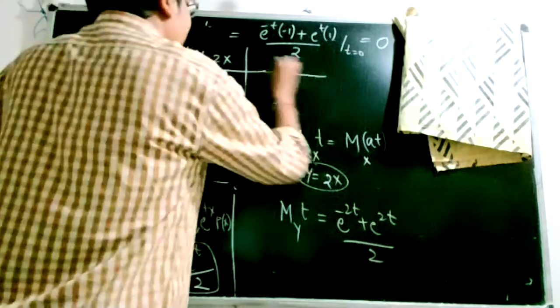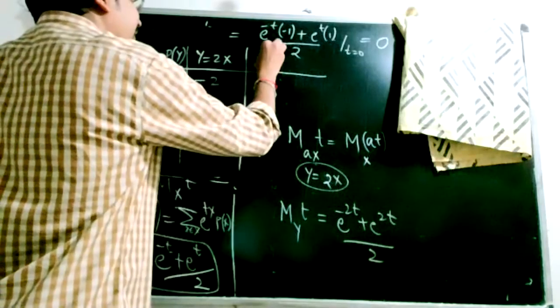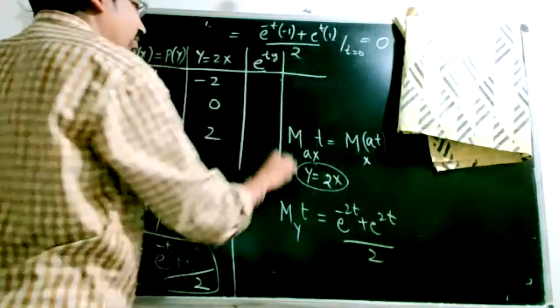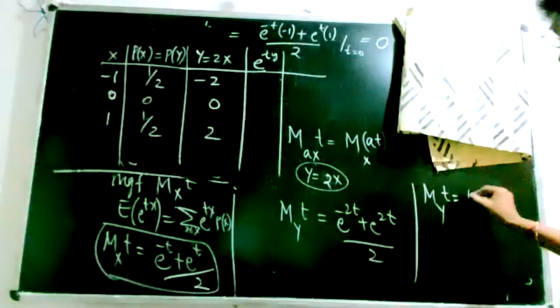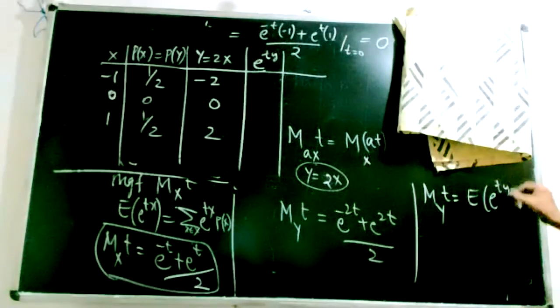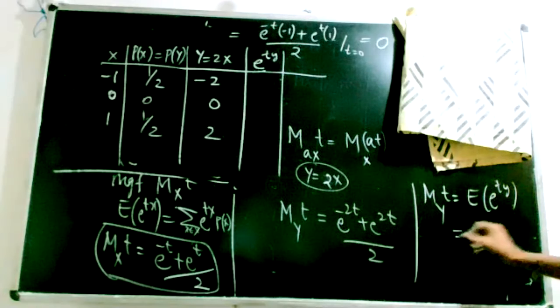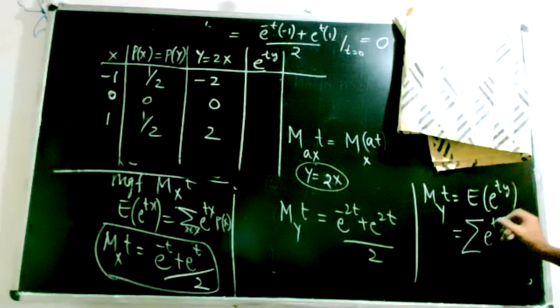Now if I want the MGF for Y, I will define e power ty, because the MGF of Y, according to the definition, will be the expectation of e power ty, which is nothing but the total of e power ty into the probability of Y for all values of Y.